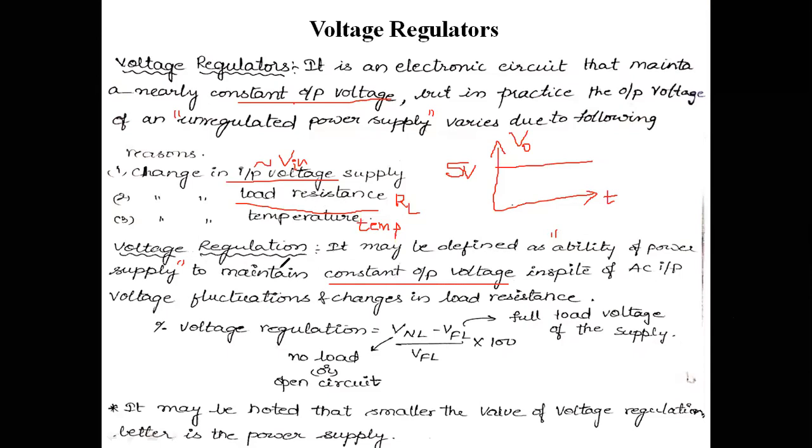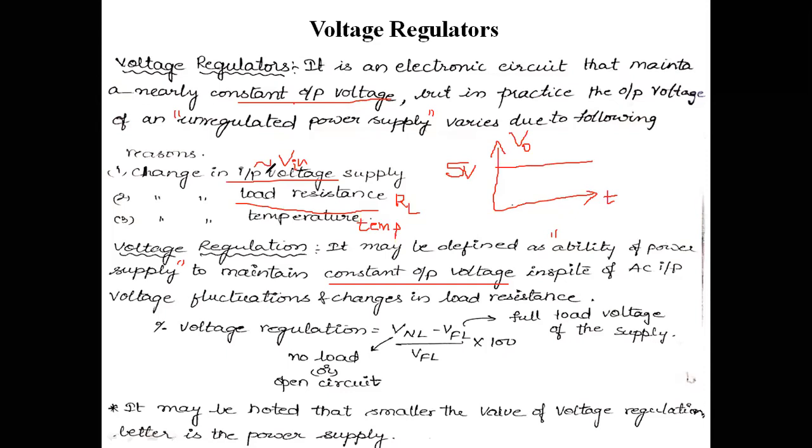That is known as, we can treat that condition, the ability of the device, as voltage regulation. The ability of a power supply to maintain constant output voltage in spite of variation in the AC input voltage or fluctuation in the AC input voltage, and changes in the load resistance.